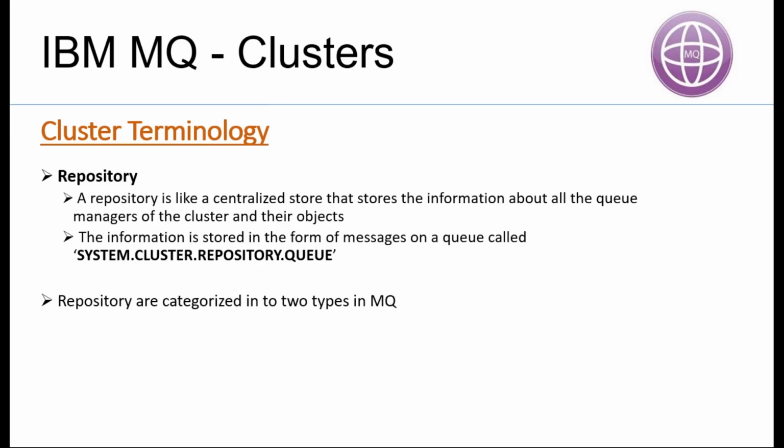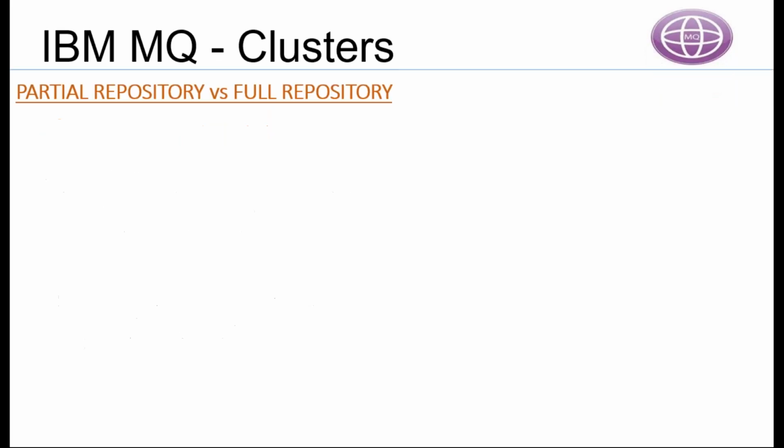So repositories are categorized into two types in MQ. Okay. Now we have some basic idea of what is meant by repository. Now in MQ we have two kinds of repositories: partial repository queue manager and full repository queue manager. Before jumping into the clusters concept, we need to understand these two terms. So let's see what is meant by a partial repository queue manager.